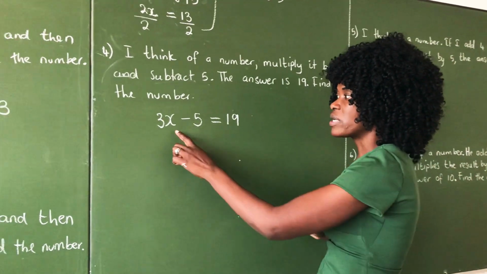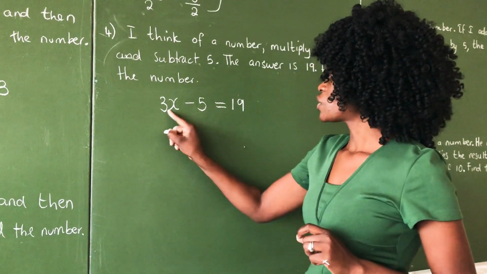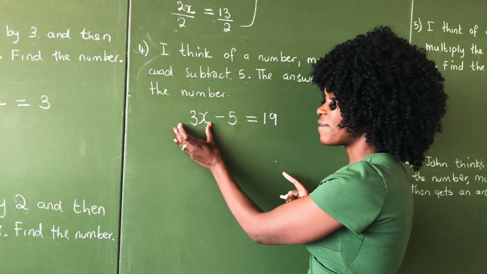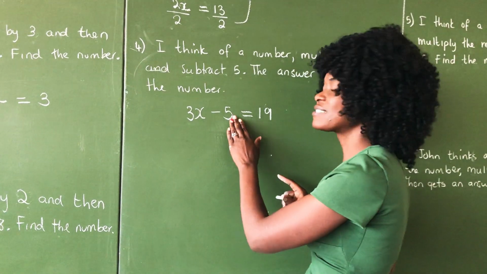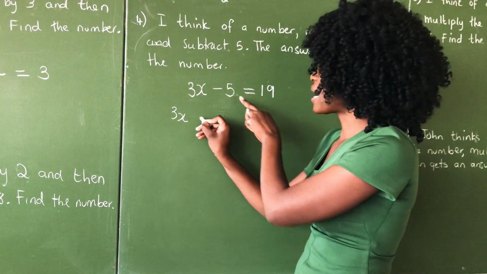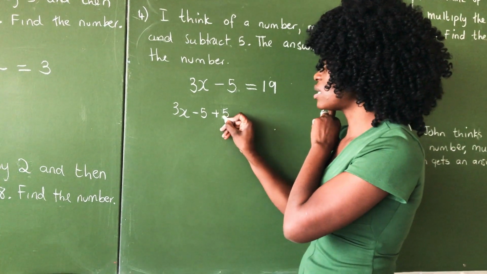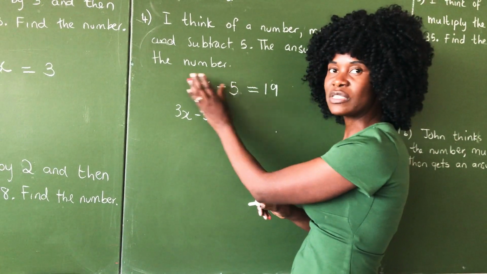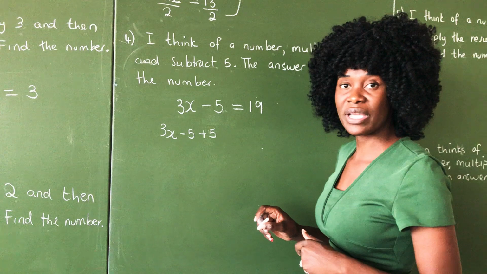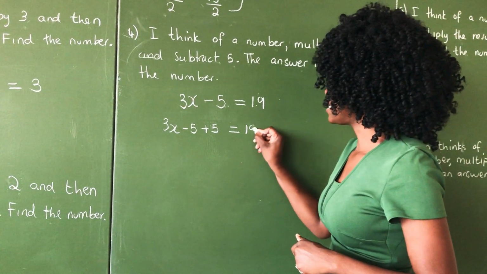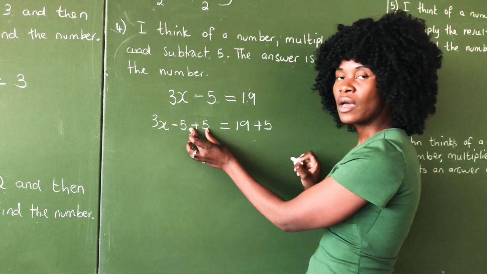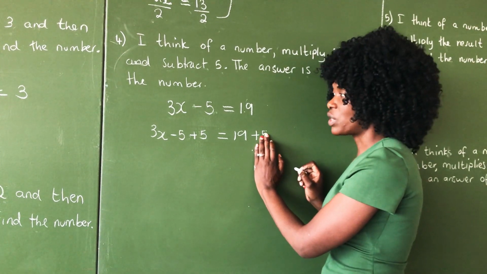Find the number. So we need to find what the value of x is. So 3x minus 5 equals 19. I have 2 terms on the left hand side: 3x and minus 5. So I'll bring down the 3x. In order for us to get rid of the minus 5, we bring in the opposite, which is plus 5, because we need to get a 0 such that we are only left with the term that has the variable that we are trying to solve. Equal sign, 19. So we brought in positive 5 into the equation. We should as well bring in positive 5 onto the right hand side of our equation.